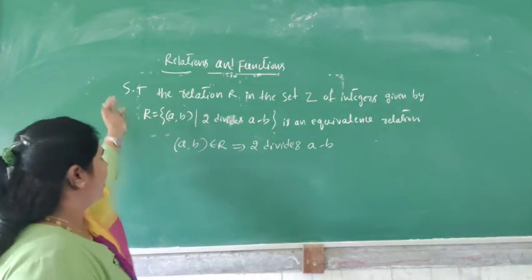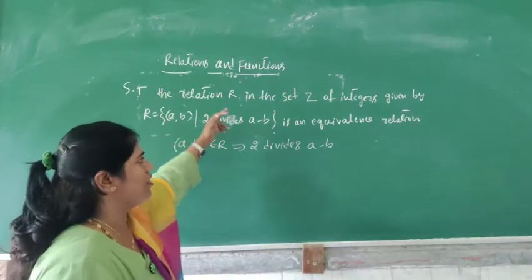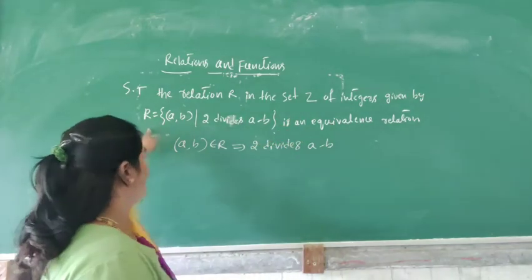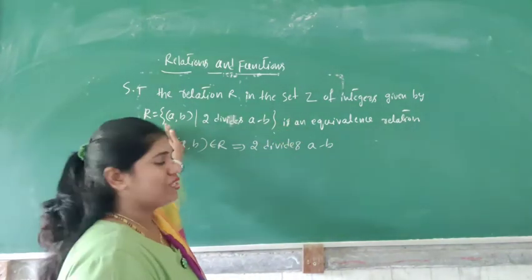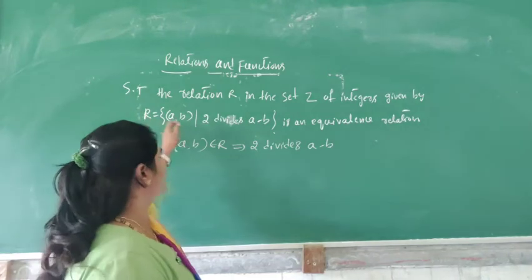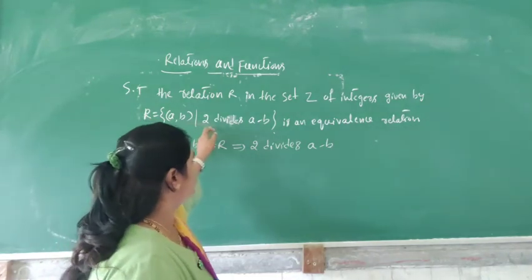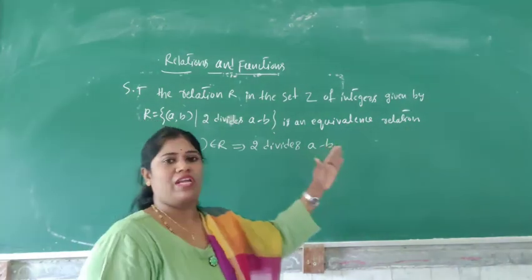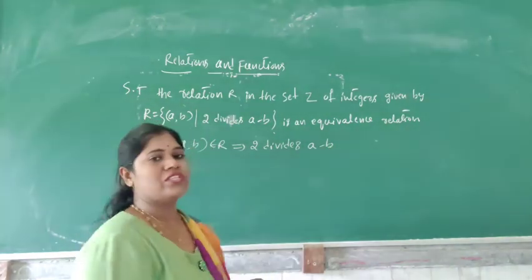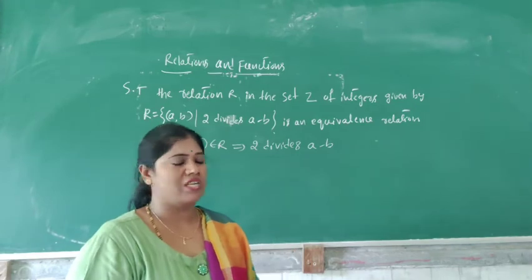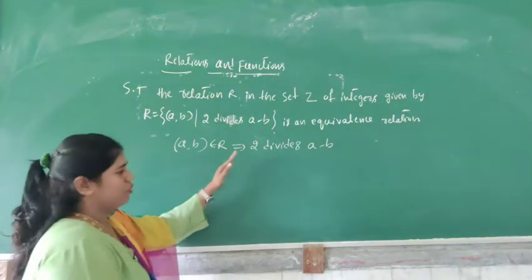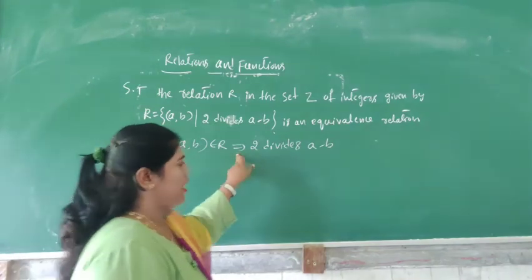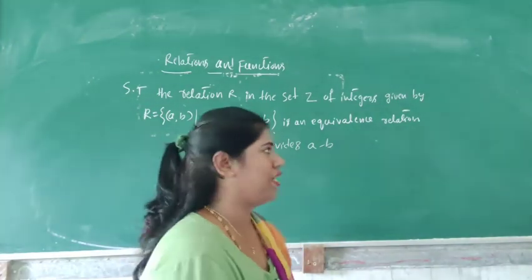So we are going to write this question. Show that the relation R in the set Z of integers given by R equals {(a, b) such that 2 divides a minus b} is an equivalence relation. Which is the first relation? The first relation is reflexive. Before that we should write (a, b) belongs to the set R implies 2 divides a minus b.